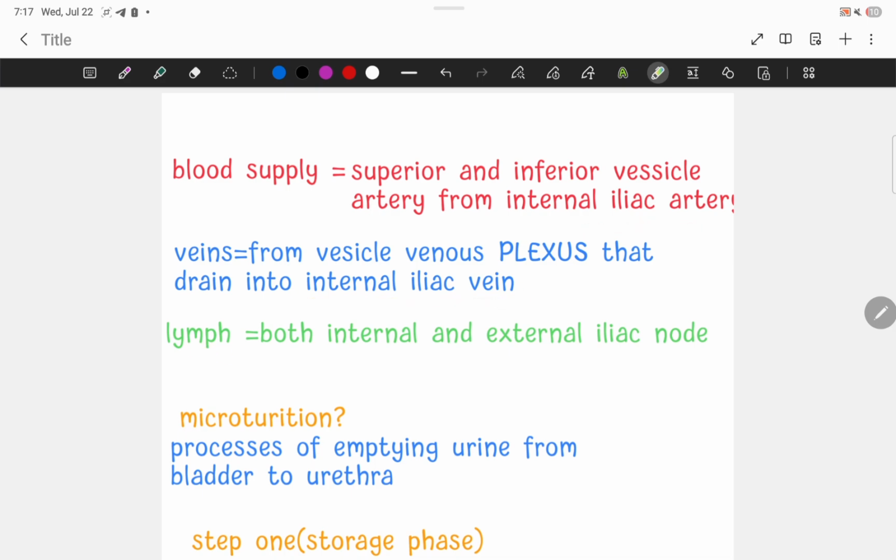And so we talk about lymphatic drainage. The bladder drains to both internal and external iliac nodes. Both of them, internal and external iliac nodes. You need to memorize internal iliac artery, internal iliac vein, and internal and external iliac nodes.